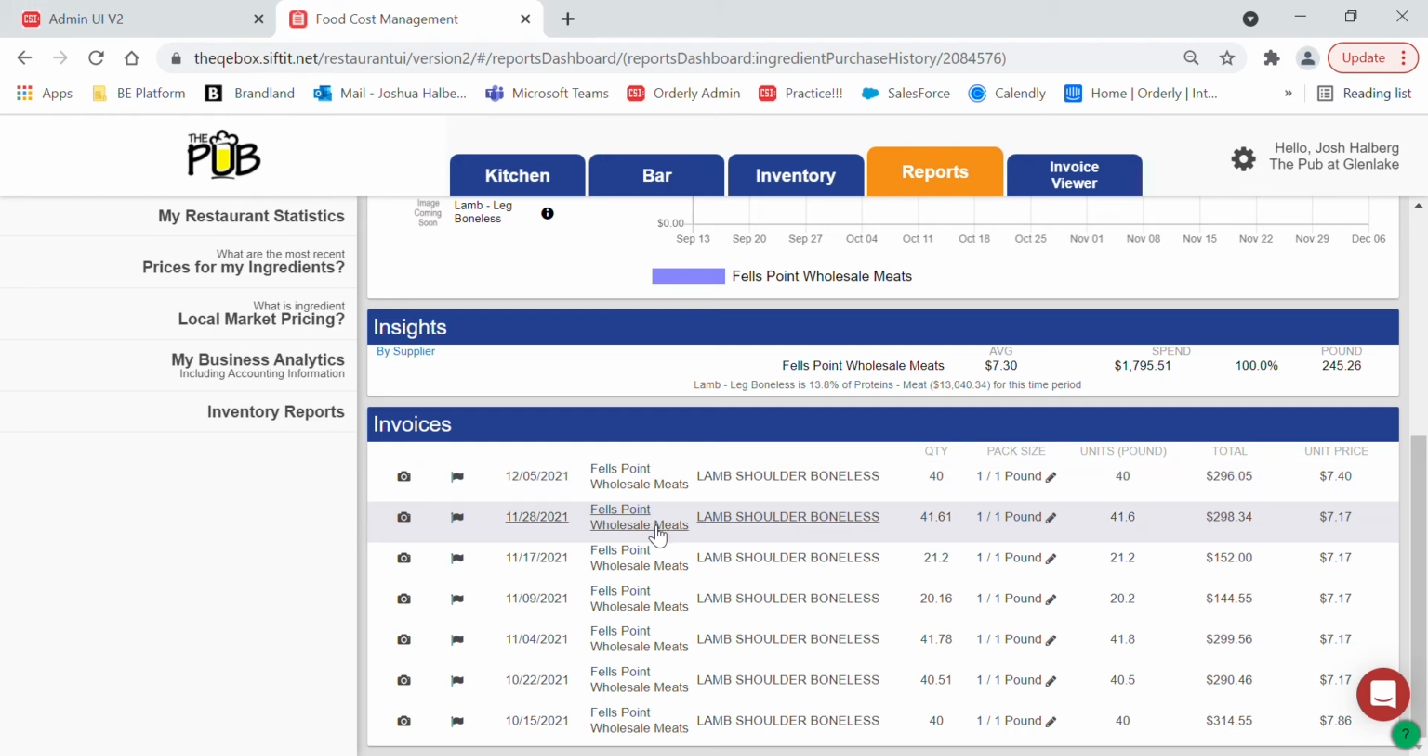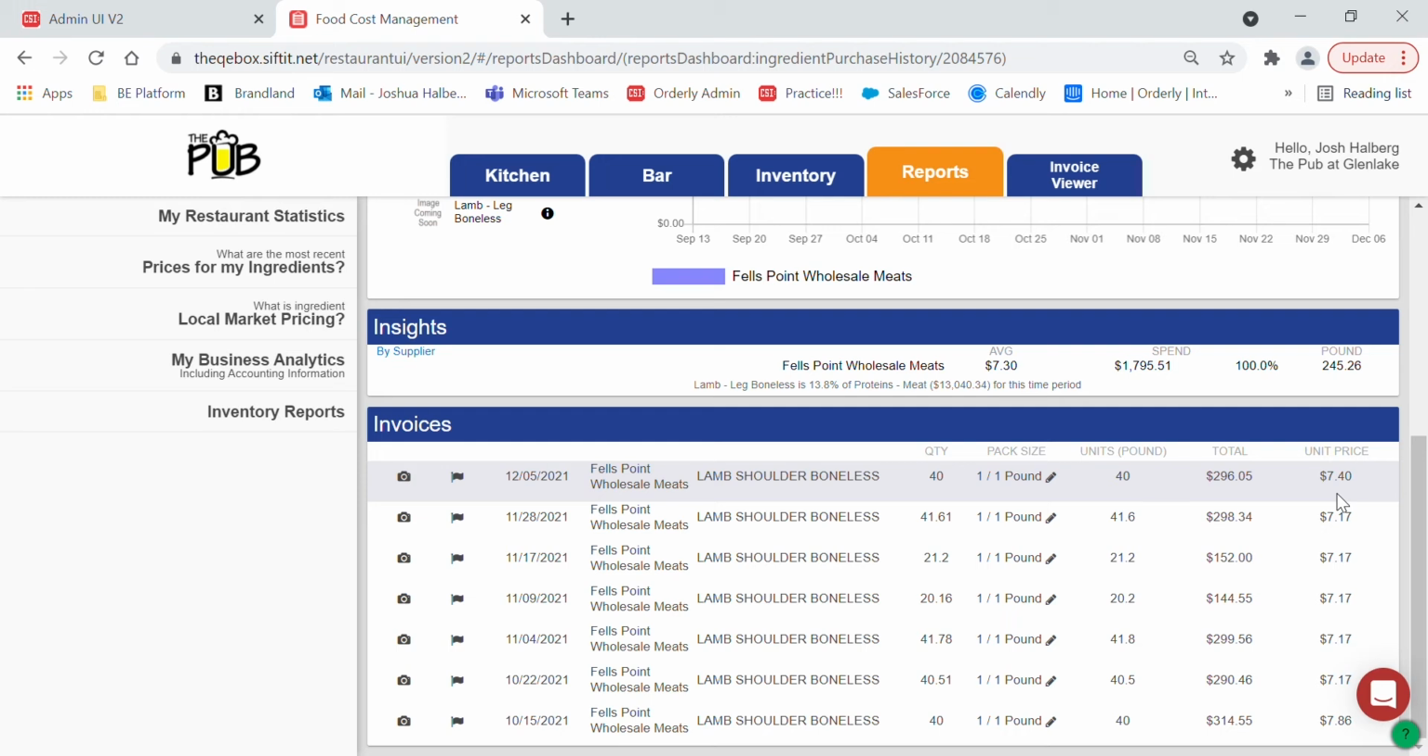Notice, for example, on 11/28, all the way to the right, our per unit price, which in this situation is pound, is $7.17 per pound. Then on 12/5 from the same supplier for the same ingredient, we paid $7.40 per pound. Like mentioned before, this is a great tool to help spot price fluctuations from invoice to invoice.